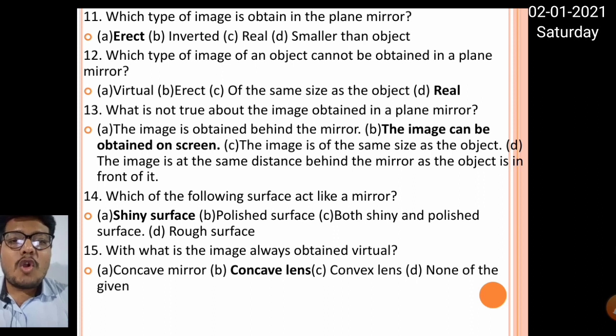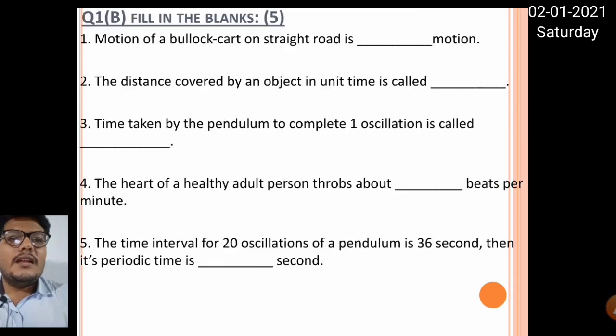Now concave mirror and convex lens are similar, because with the help of both we can form a real image. None of the above means nothing, but here we have one option, that is concave lens. So with the help of a concave lens we can form a virtual image.